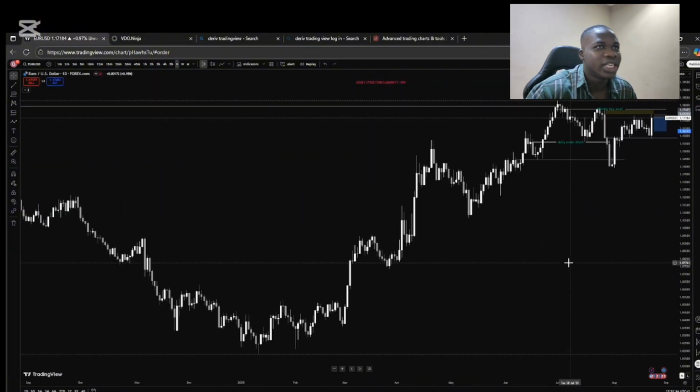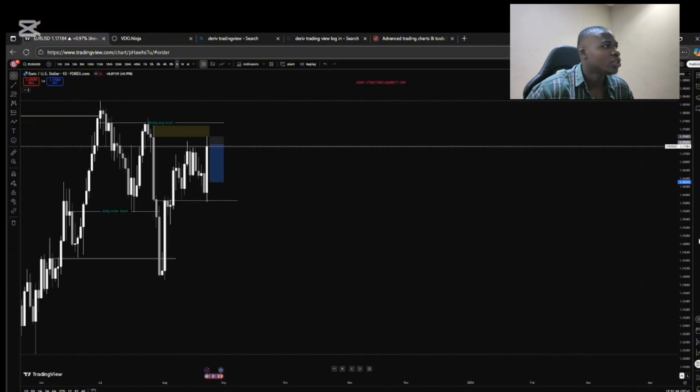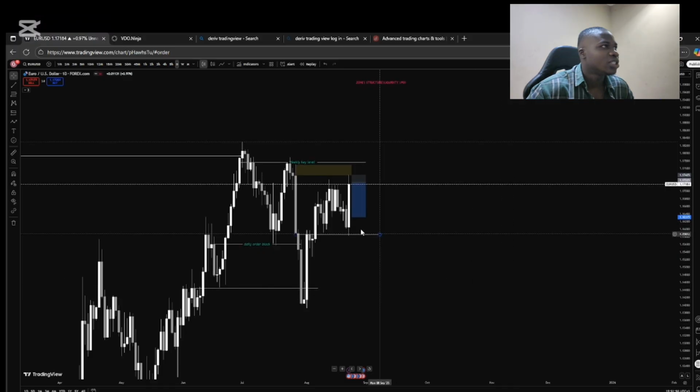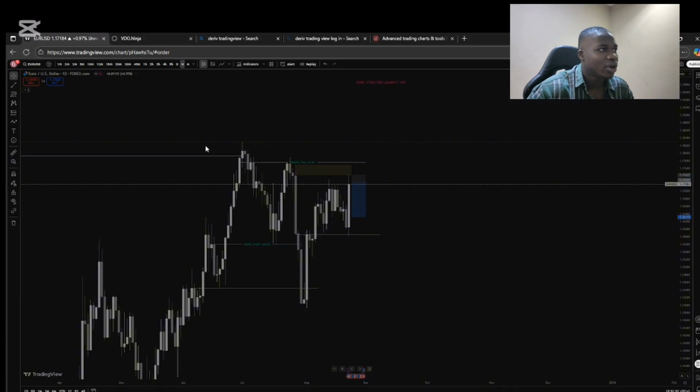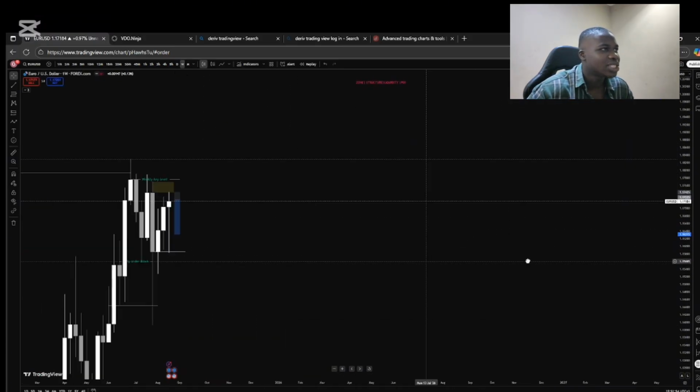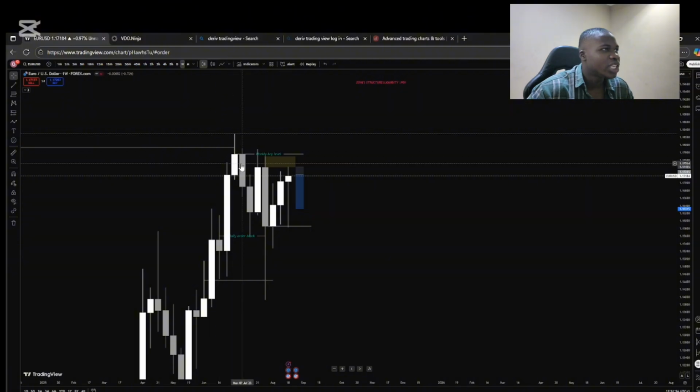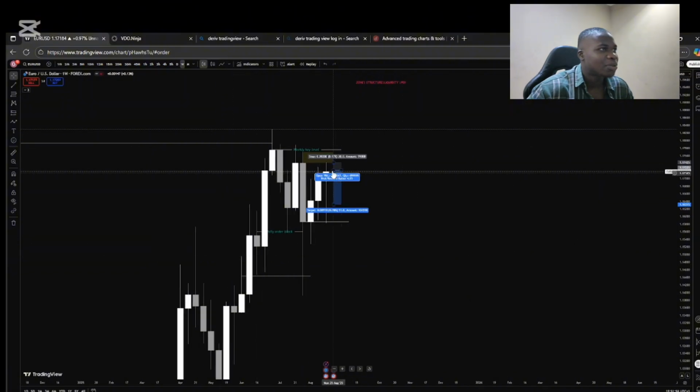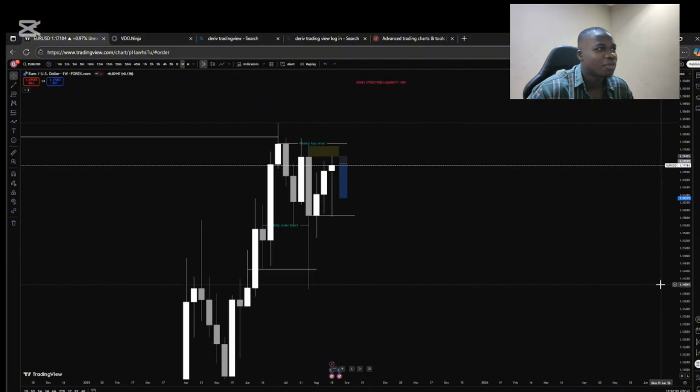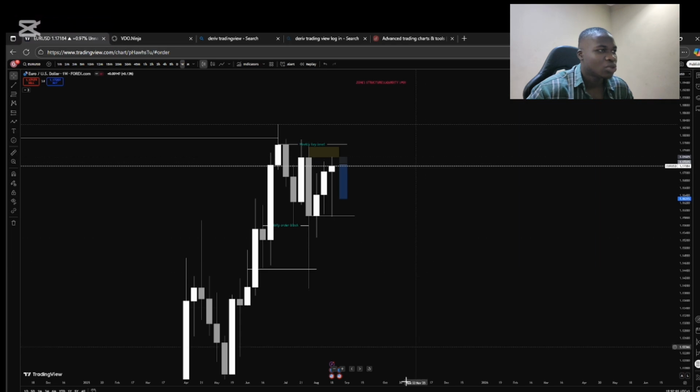You can see on the weekly, we can see there's a weekly key level right here that price tapped into. After price tapped into that weekly level, price delivered to the upside. It was that weekly key level that sponsored all this move right here.